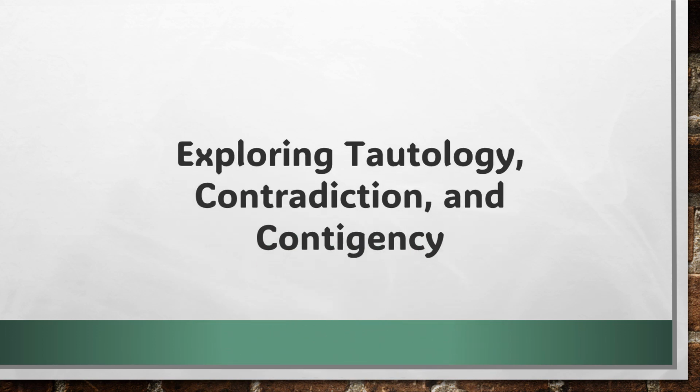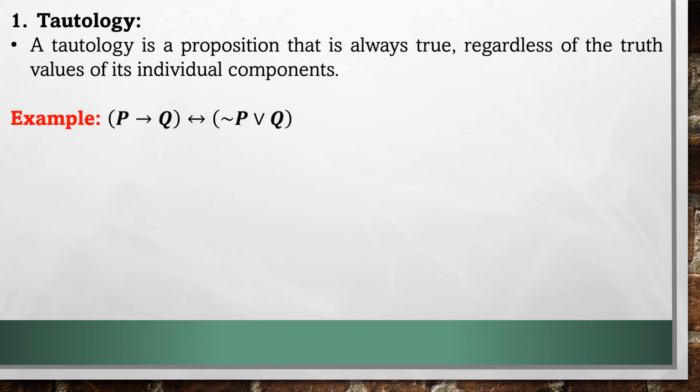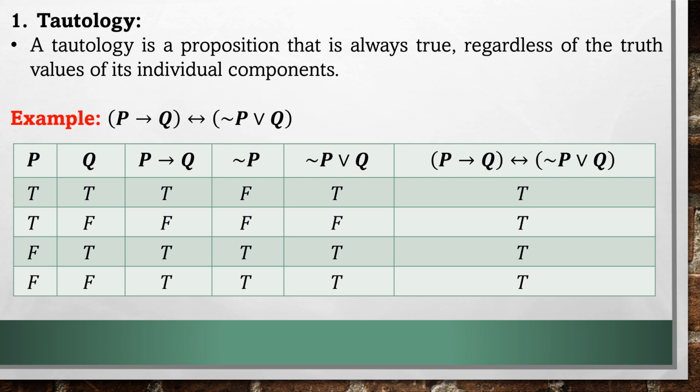So matapos nga po nating malaman kung ano po yung tinatawag nating truth values of proposition, samahan nyo naman po ako upang atin pong i-explore ang tinatawag nating tautology, contradiction, and contingency. So ano-ano po ulit yung ating possible outcomes? Okay po? So it's either po na yung ating dalawang statement ay parehas na true, or yung first statement is true but the second statement is false. The first statement is false, the second statement is true, or both statements are false.